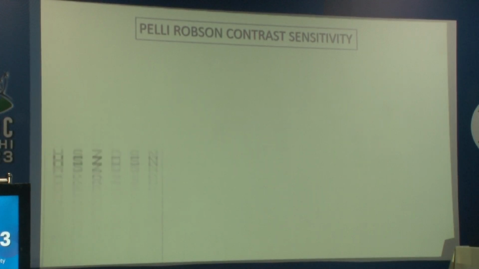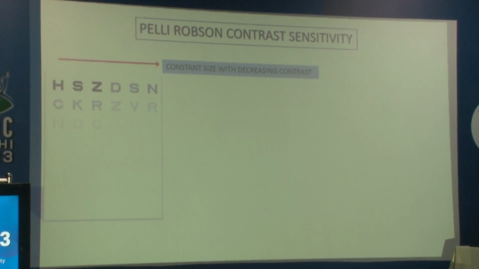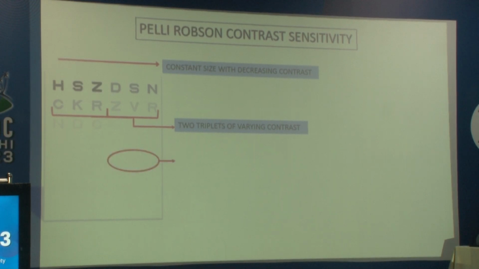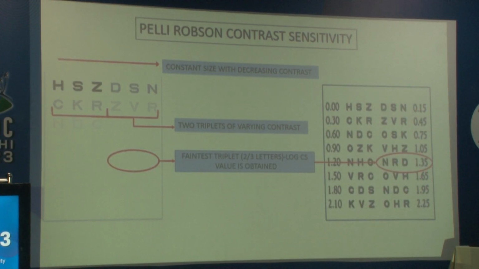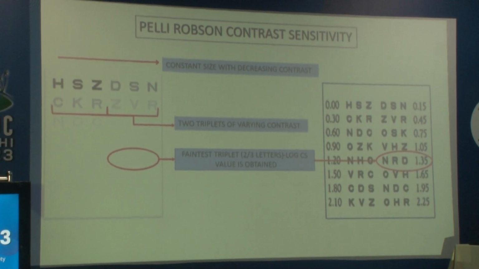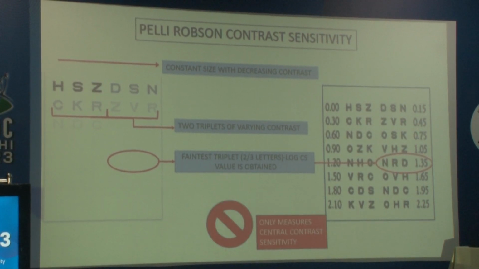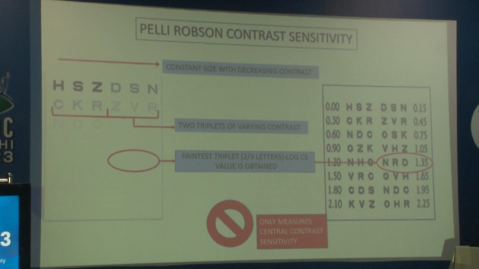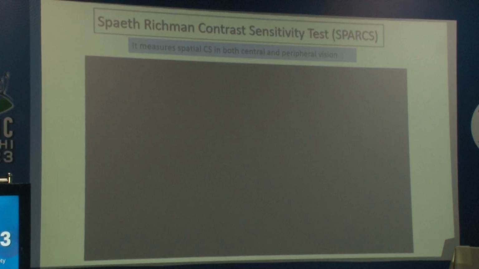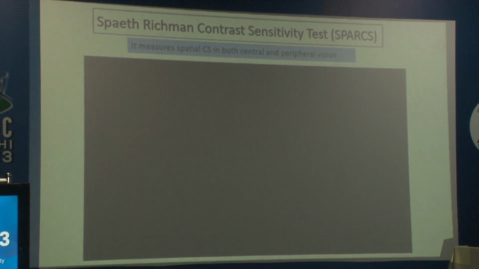Pelli-Robson contrast sensitivity test. It is a wall-mounted chart which is read at 1 meter with letters at constant size with decreasing contrast. 2 triplets of varying contrast are used, and the faintest triplet in which 2 out of 3 letters are identified, a log CS value is obtained. But this measures only central contrast sensitivity, which is an inadequate measure for peripheral field defects. So we come to Spaeth, which measures spatial contrast sensitivity in both central and peripheral visual field.